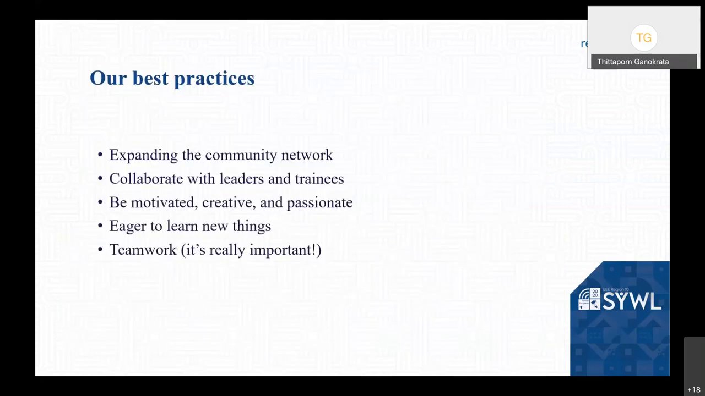So for our best practices, I would say that it is really important to expand the community network and to collaborate with leaders and trainees and be motivated, creative, and passionate about what you do. Because IEEE volunteering actually takes a service mind, and you need to love what you do and be passionate about it, and also be eager to learn new things. Don't be afraid to try new things, and teamwork is really important, because we can't do anything by ourselves, alone. So we need to have a good team, and yeah, let's succeed together.